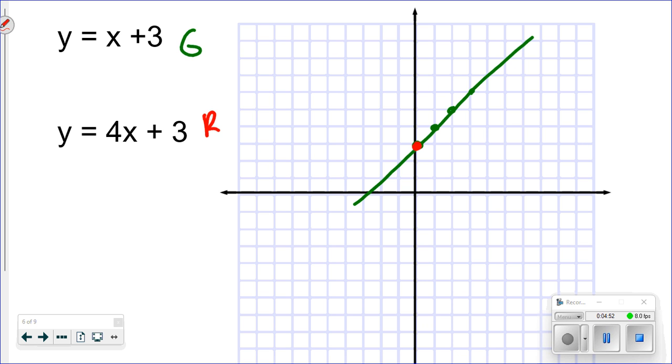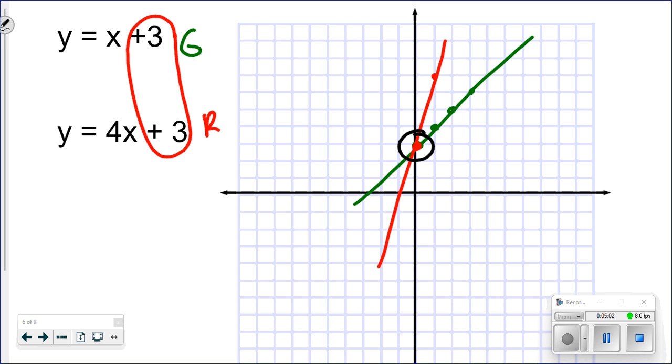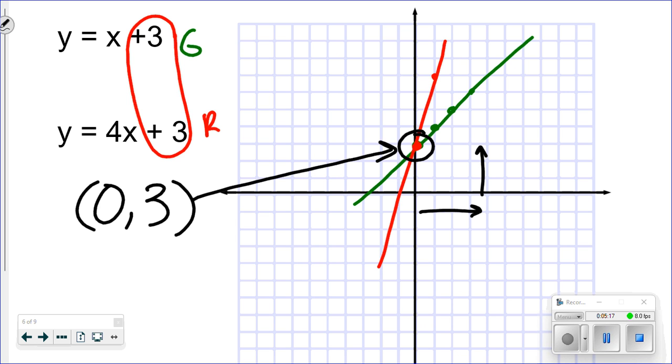And then up 4, 1, 2, 3, 4 over 1. So I can already tell by the y-intercept, because look, my y-intercepts are the same. So then I say to myself, okay, if they intersect here, what is my ordered pair? Remember, I go this way first and then up. Well, I didn't go this way, so it'd be 0, and my y would be 3. So this would be my answer because this is the ordered pair for this dot.